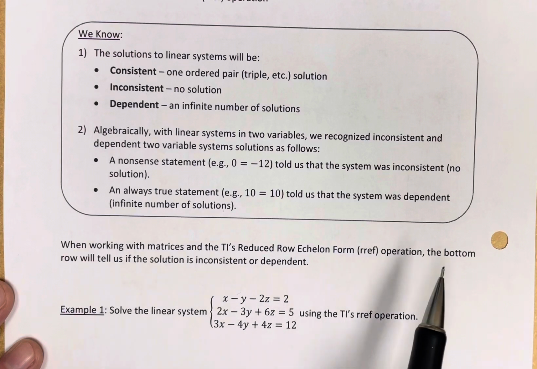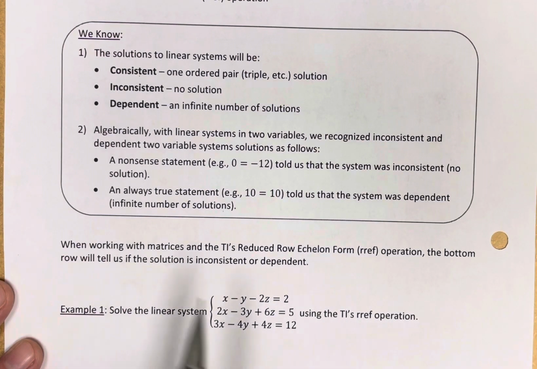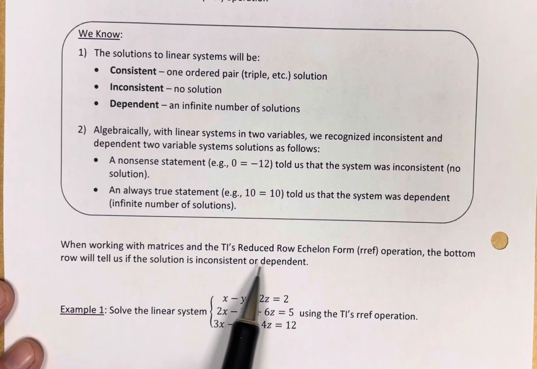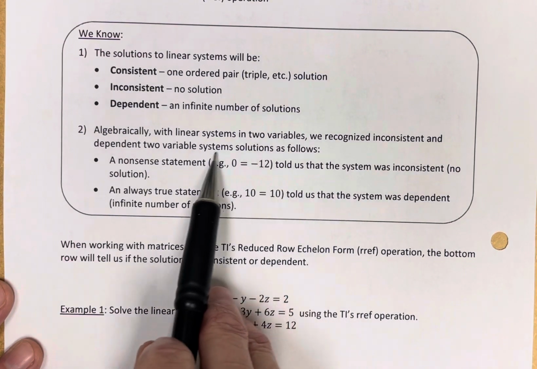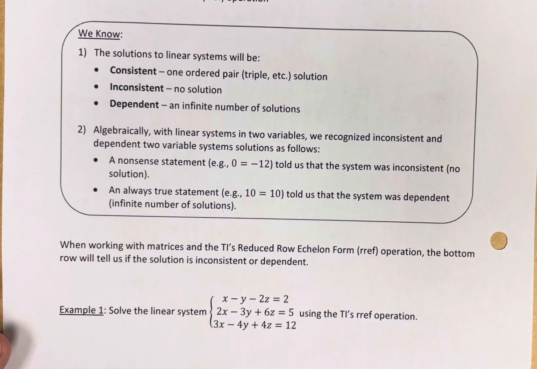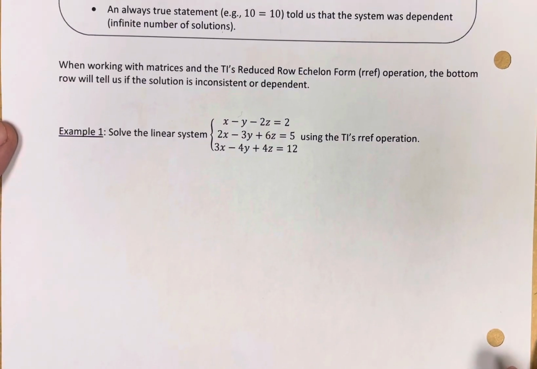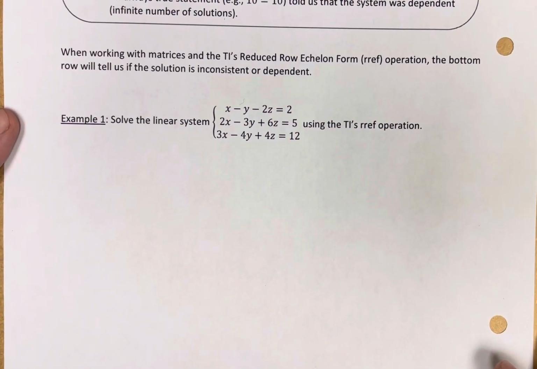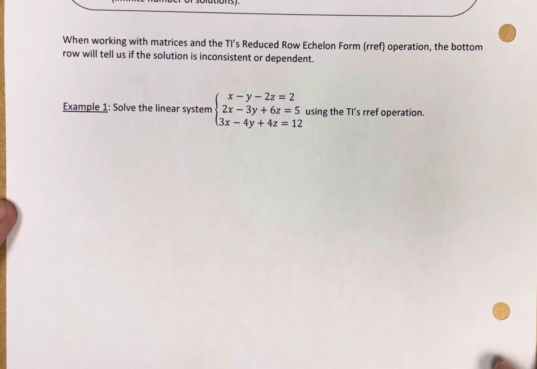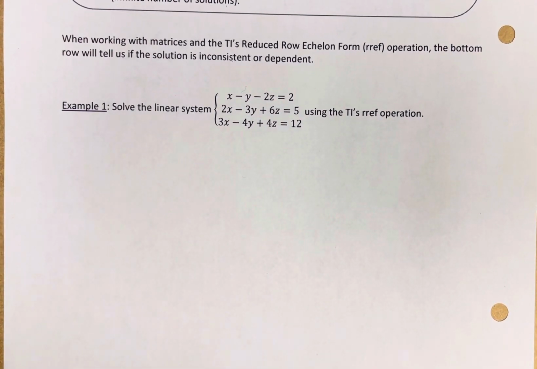Okay? Well, when we're working with the matrices and the TIs and the reduced row echelon form in the TI, we're going to look at the bottom row, and it's going to tell us if the solution is inconsistent or dependent, and it's going to look remarkably like these two things right here. So we're going to focus on that bottom row when we're doing this. Let's take a look at a couple of examples. One, of course, will be inconsistent, as you might imagine, and one will be dependent.